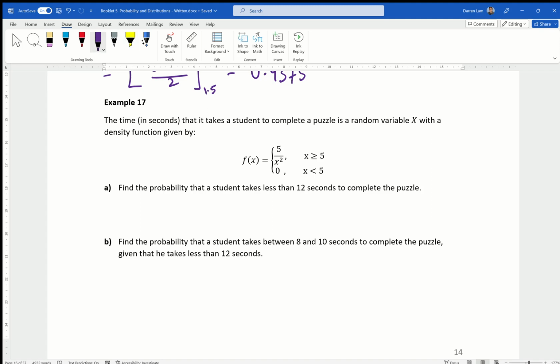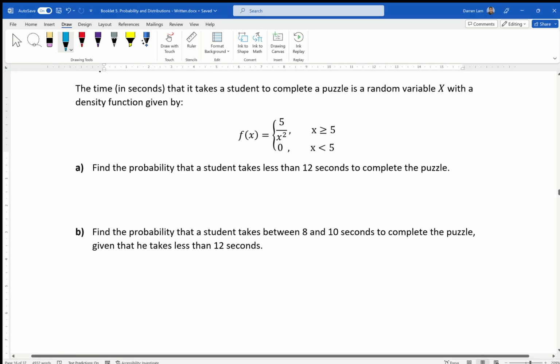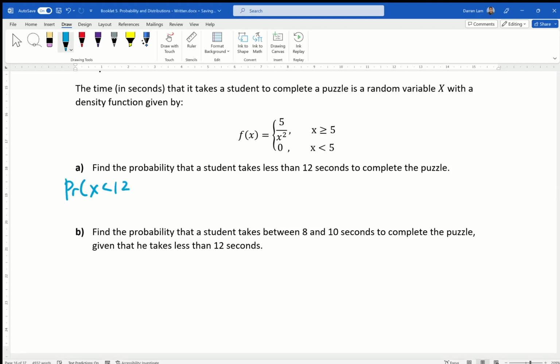So again, I'm going to write my interpretation out in mathematical notation. That becomes the probability of X being less than 12 equals the integral from 5 to 12 of 5 over x squared dx. Less than 12 seconds, so 5 to 12 seconds. Of course, this implies that a student shouldn't take less than 5 seconds to complete this.